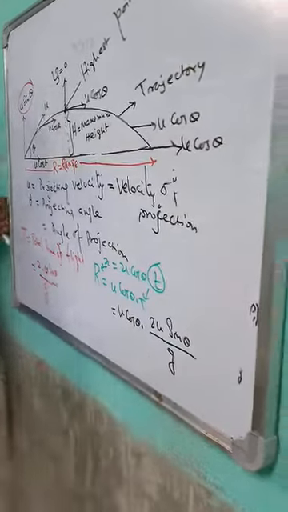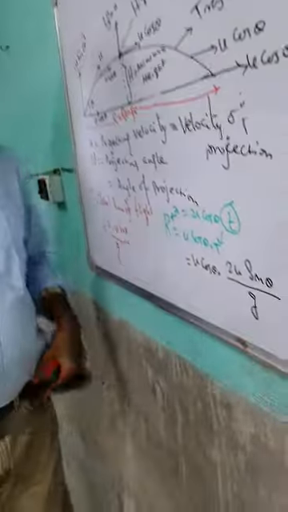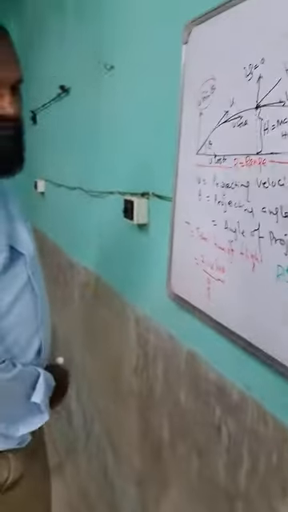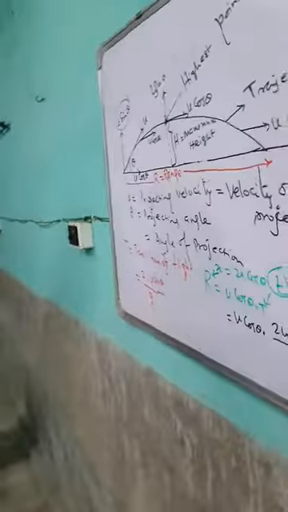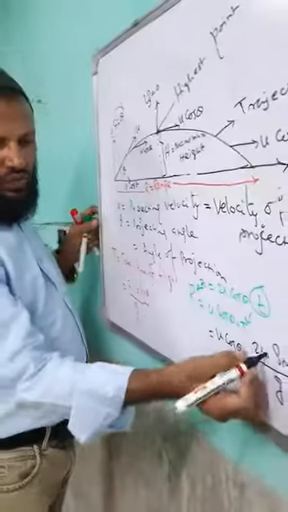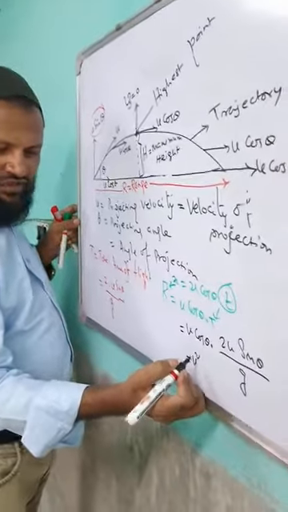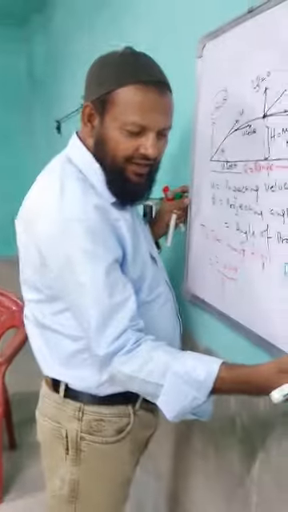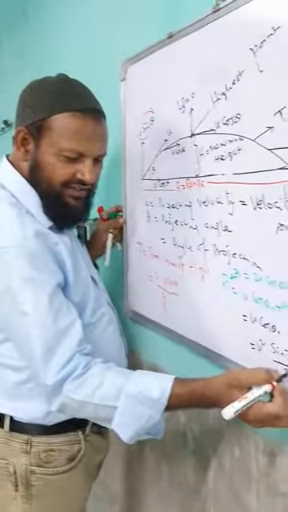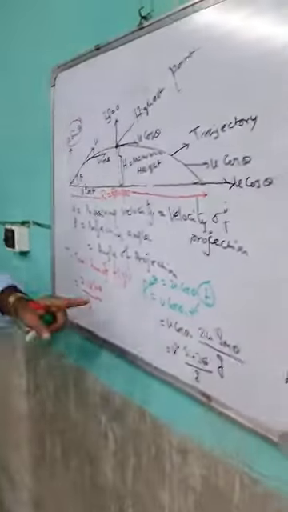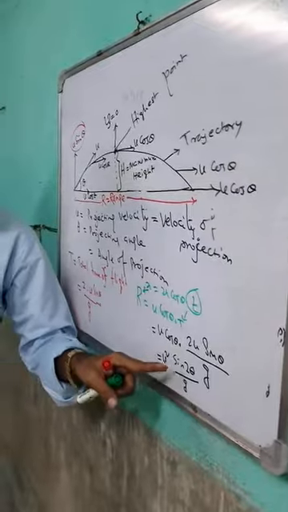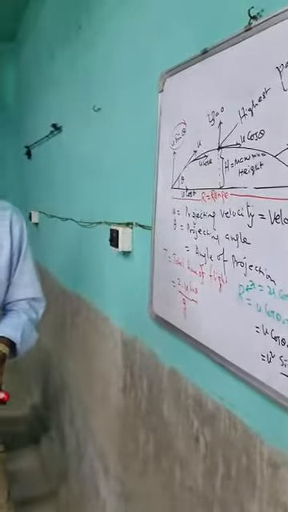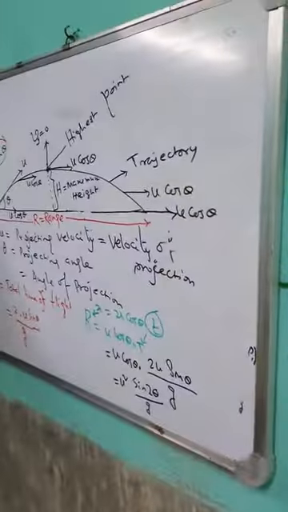We know that. What is that? This is u square, 2 sin theta cos theta, we know it, sin 2 theta. Very good. This is the g. Range equals u square sin 2 theta by g. Okay? This is one formula.